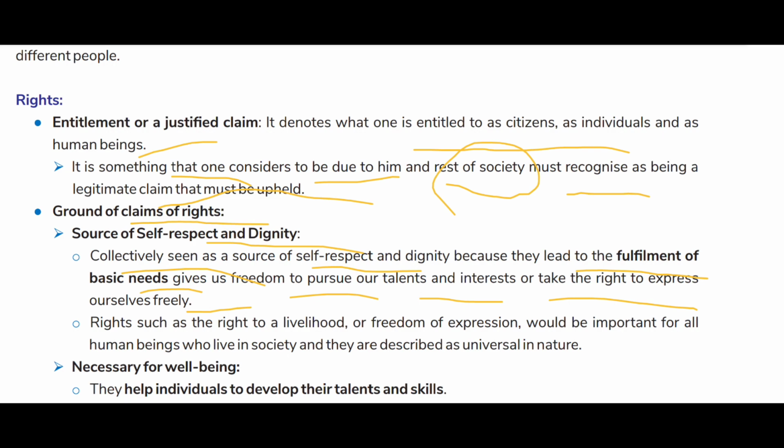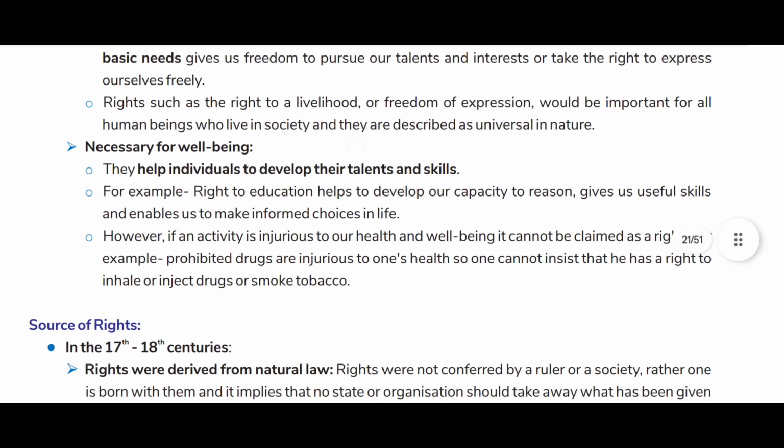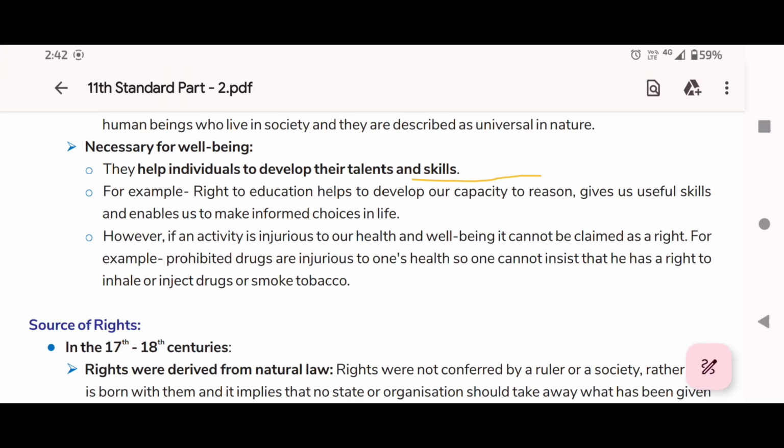Rights such as the right to a livelihood or freedom of expression would be important for all human beings who live in a society, and they are described as universal in nature. Necessary for well-being. They help individuals to develop their talent and skills. For example, right to education helps to develop our capacity to reason, gives us useful skills, and enables us to make informed choices in life. However, if an activity is injurious to our health and well-being, it cannot be claimed as a right. For example, prohibited drugs are injurious to one's health, so one cannot insist that he has the right to inhale or inject drugs or smoke tobacco.